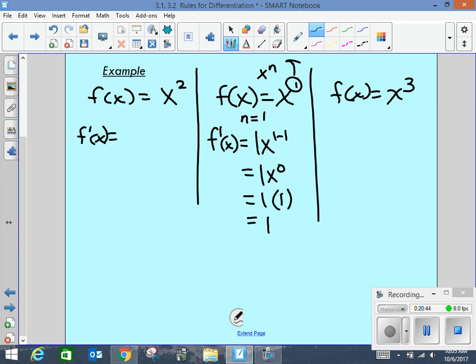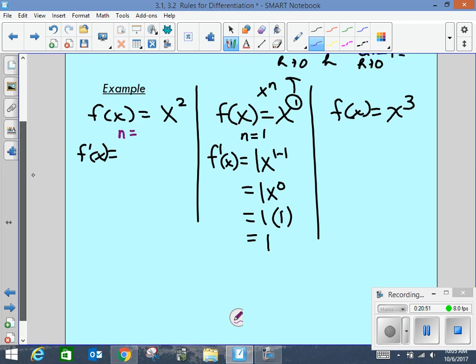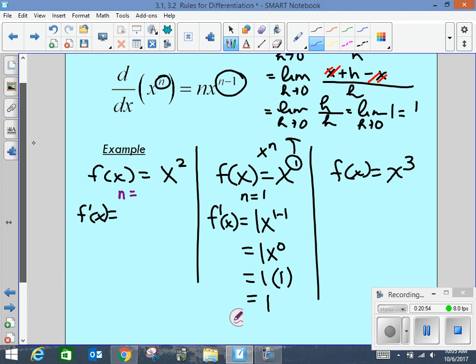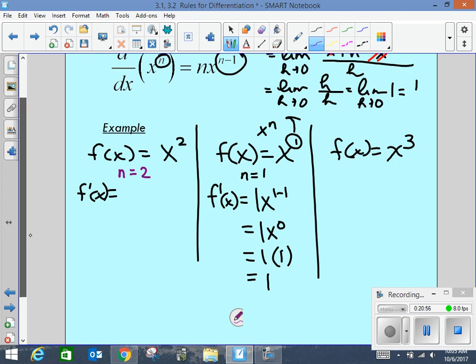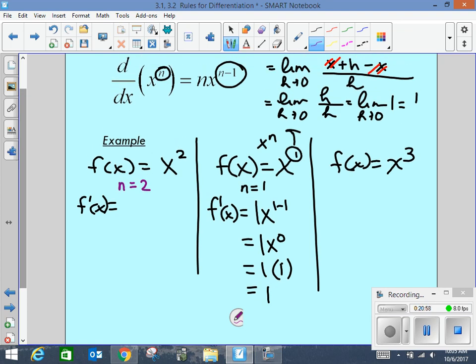All right. So what's my n this time? X squared. 2. All right. So we pull the 2 around. There's your n. And you make x to the 2 minus 1, n minus 1. What's 2 minus 1? 1. So that really is 2x. The derivative of x squared is 2x. Okay?